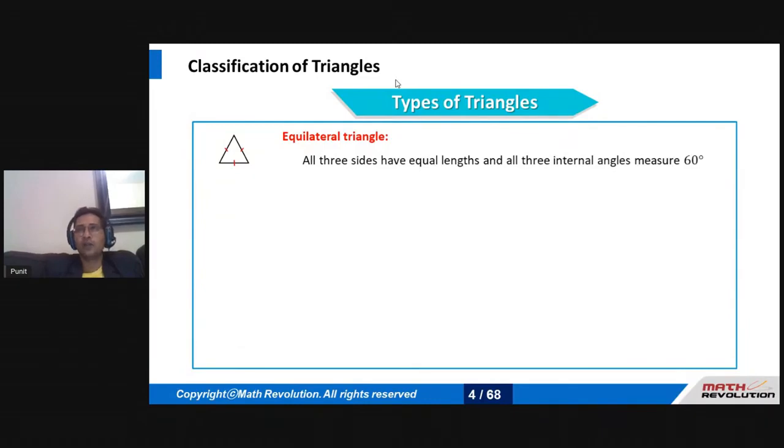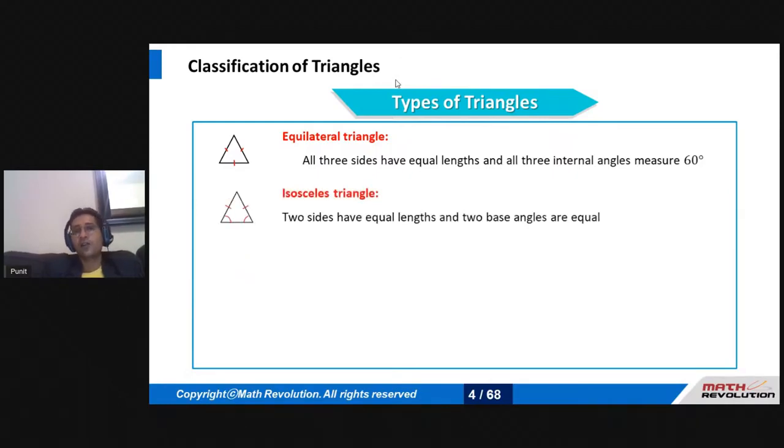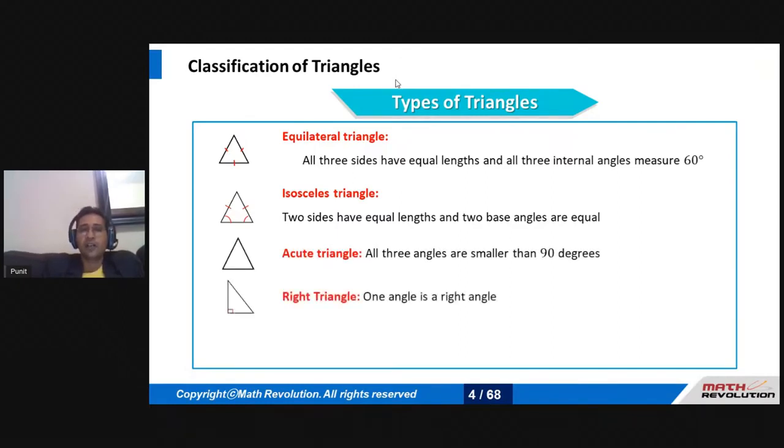So we have equilateral, which says all the three sides will have equal lengths. Hence, all the angles would measure 60 degrees. Isosceles, then we have two sides of equal length and two base angles are equal, or angles opposite to equal sides are equal. Then we have an acute triangle. All the three angles will be smaller than 90.